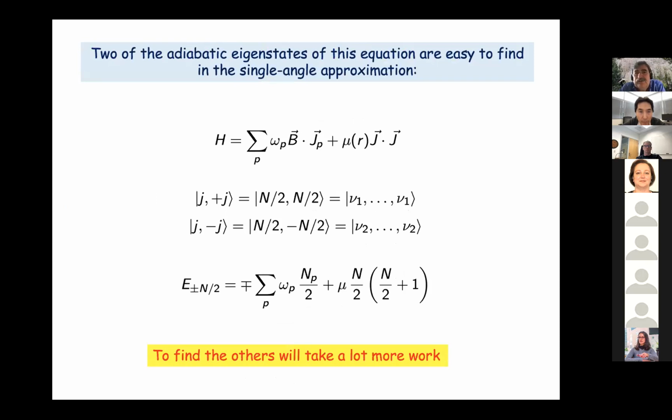Two of the adiabatic eigenstates are easy to find in the single angle approximation. These are the extremal states. That is to say, if, for example, all neutrinos are in the first mass eigenstate, then they are all spin up, if you have n neutrinos. The third component of J is conserved according to this Hamiltonian, so Jz has to be conserved. That tells you that only small j, the angular momentum quantum number of that SU(2), equal to n over 2 survives. Then you have a single SU(2) algebra, and you can easily write down the solutions. To find the others takes a lot more work, but these two extremal solutions are easy to write.